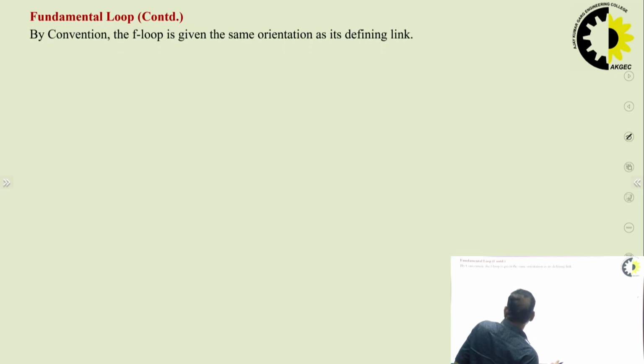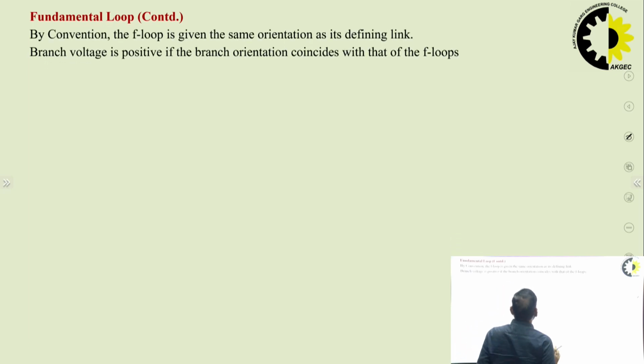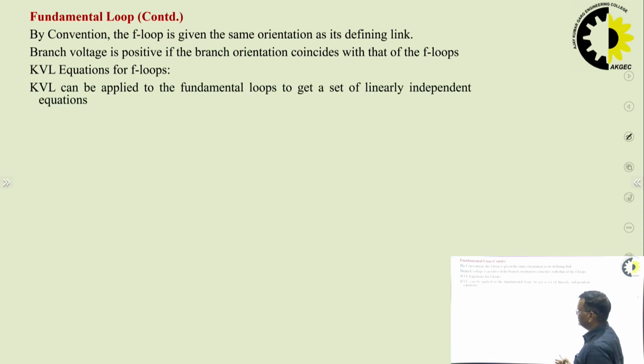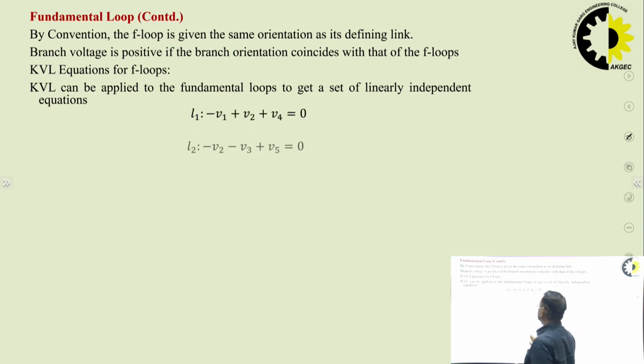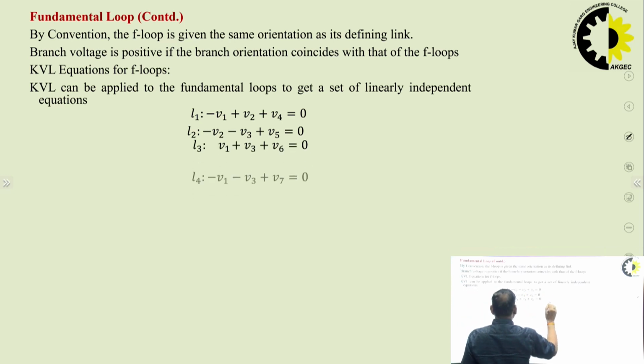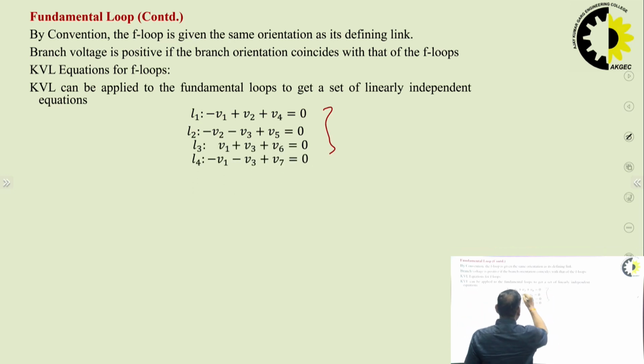So by convention, the fundamental loop is given the same orientation as its defining link. So branch voltage is positive when the branch orientation coincides with that of the fundamental loop. We can apply Kirchhoff's voltage law for the fundamental loops, and we get minus V1 plus V2. We can check it for all 4 fundamental loops. These are the loop equations.